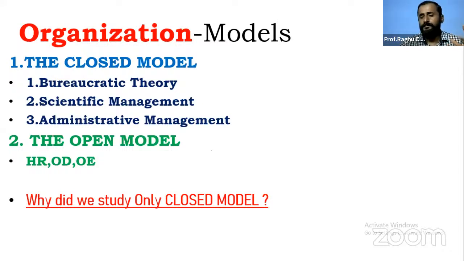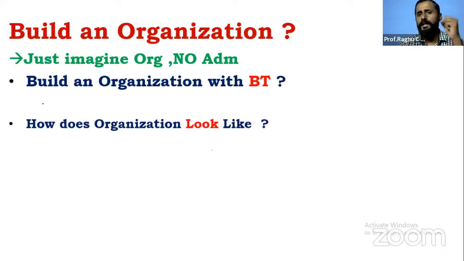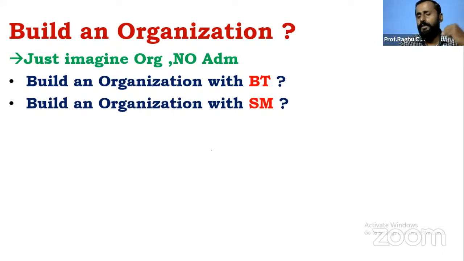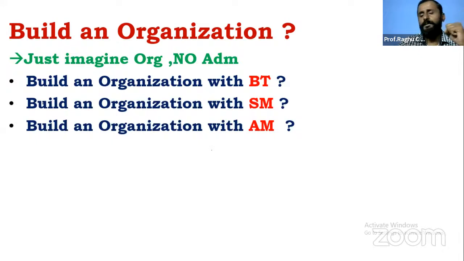Why did we not study the open model, why did we concentrate only on the closed model? The reason is, this is the way in which the administrative thought has emerged. I repeat, a person writing bureaucratic theory, scientific management, or administrative management was not aware of the open model concepts. So similarly, you also should be reading those things with that mindset. Afterwards, we can master the open model and put the concepts in the open model to fill the gaps in the closed model. So just imagine building an organization with bureaucratic theory, with scientific management, and administrative management. And if possible, put all the things together and try to build an organization.